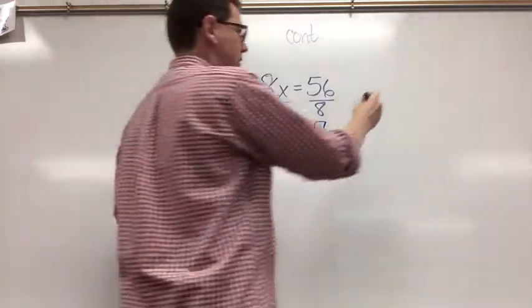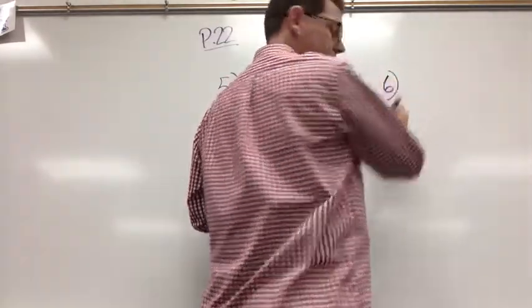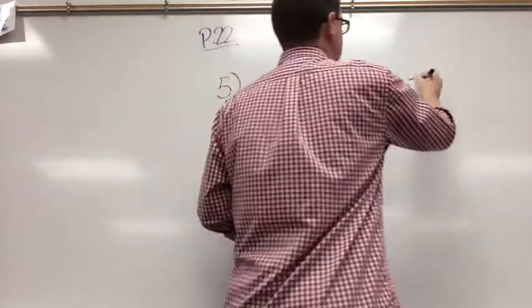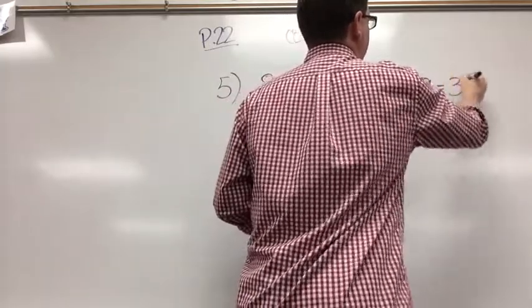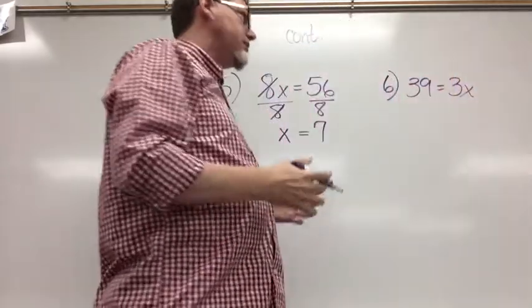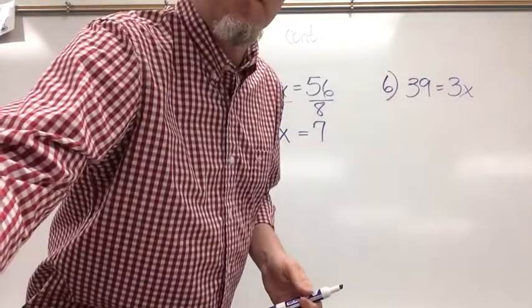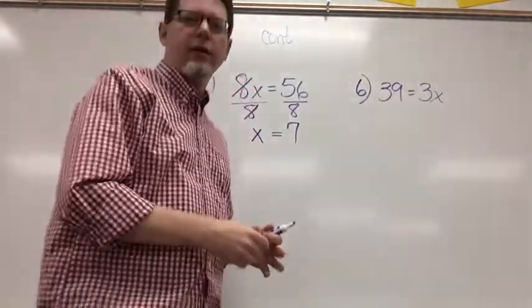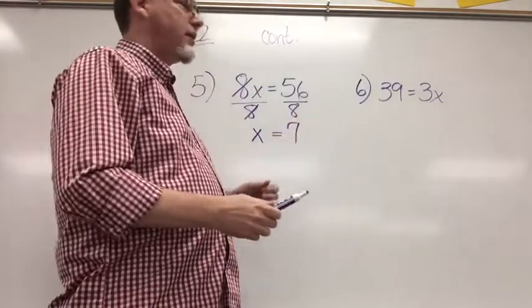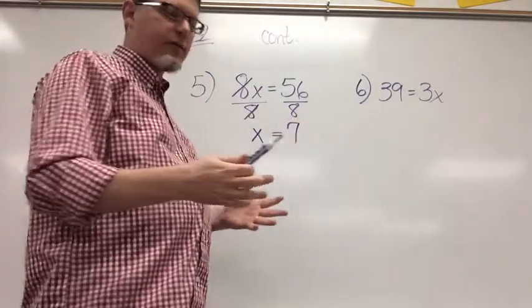And let's look at example 6, which would be 39 equals 3x. Again, our variable is x. Sorry, I had to move the camera. Our variable is x, and we need to get the x by itself.